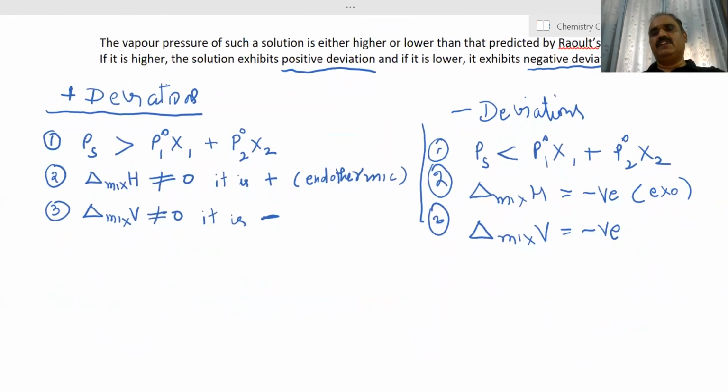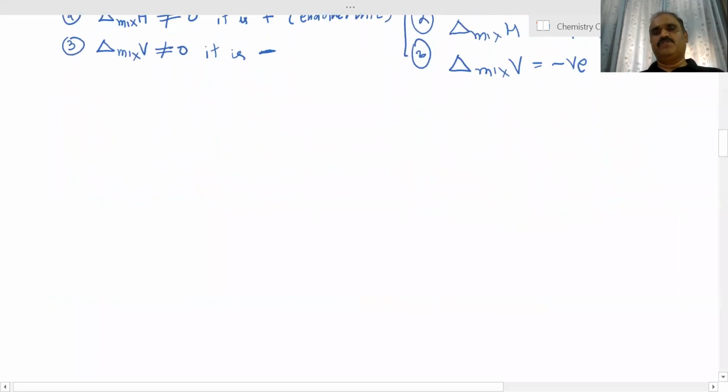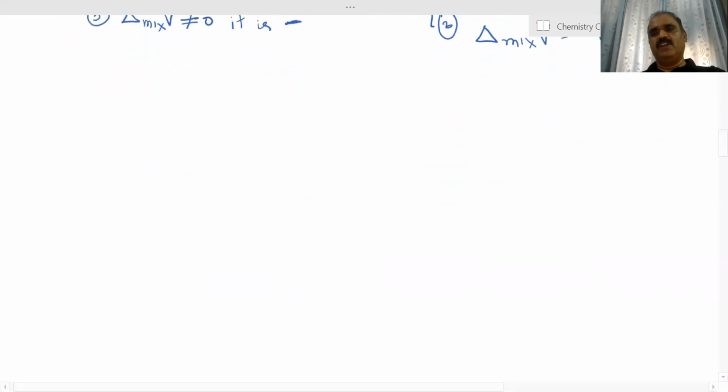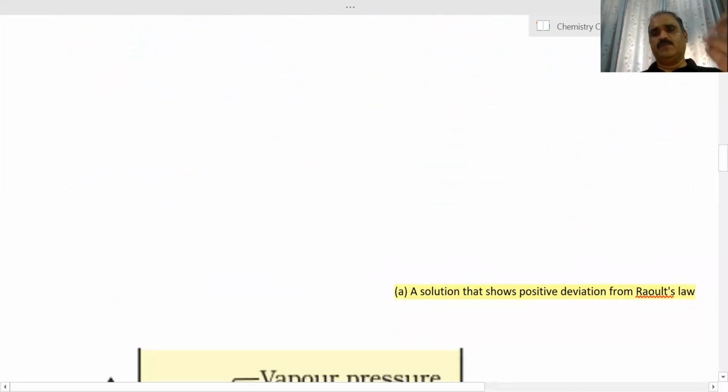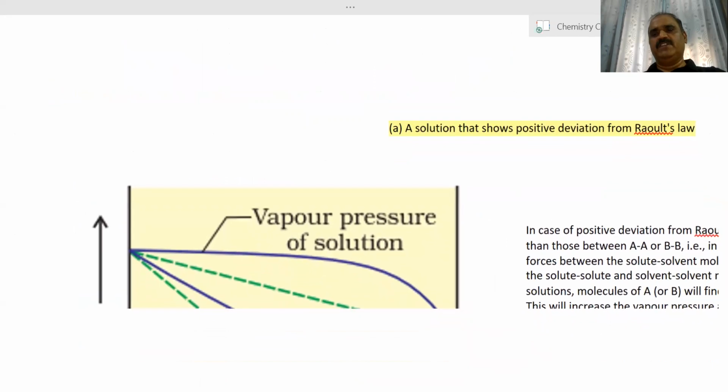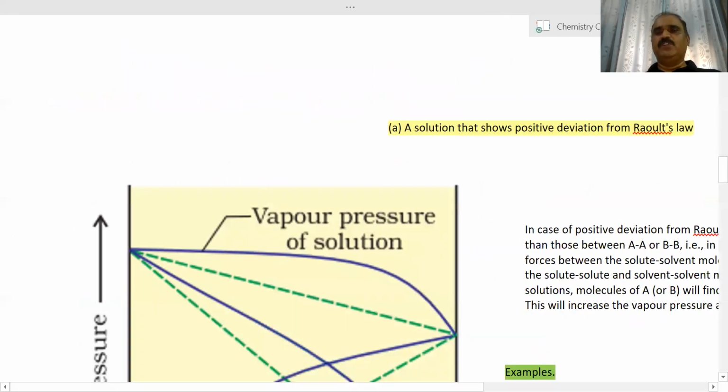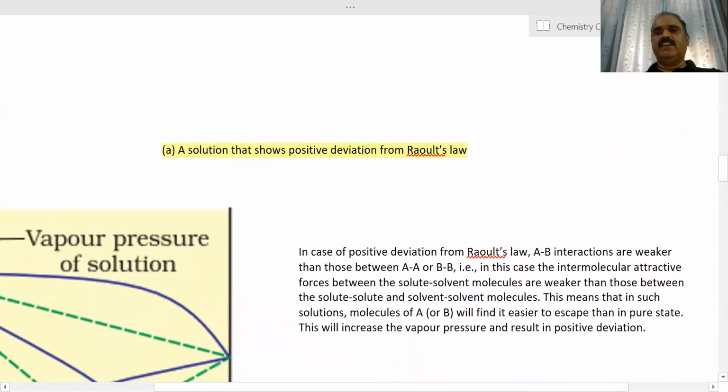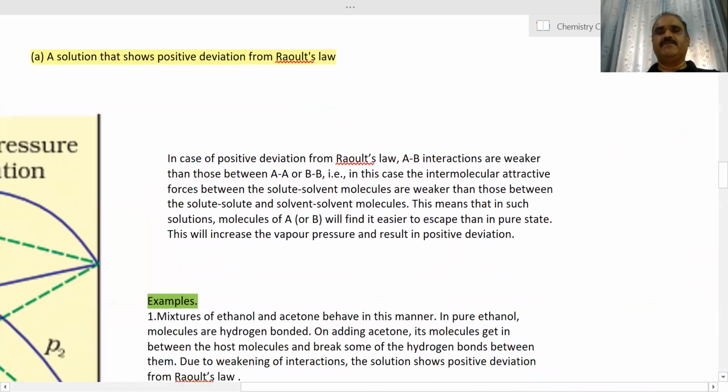Now, what is the cause for these deviations? Now we are going to study this topic, that why solutions show deviations from ideal behavior. What is the cause for positive deviation and what is the cause for negative deviation? So first, let us take the case of a solution that show positive deviation from Raoult's law. Okay. See, in case of positive deviation from Raoult's law, AB interactions are weaker than those between AA or BB.